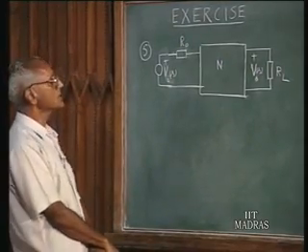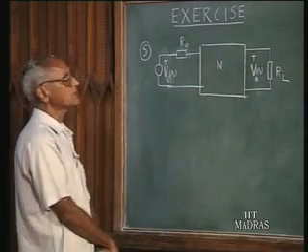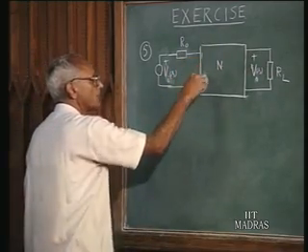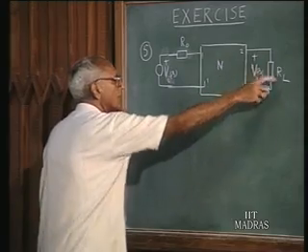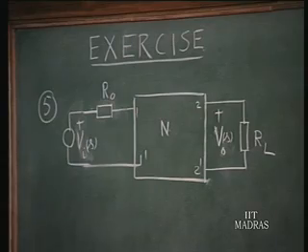Problem 5 concerns what is called a doubly terminated 2-port network. This network N, 2-port network 1, 1 prime, 2, 2 prime, is terminated in load resistance RL at one side and you have resistance R0 on the other side. So in that you introduce a voltage source Vi(s).